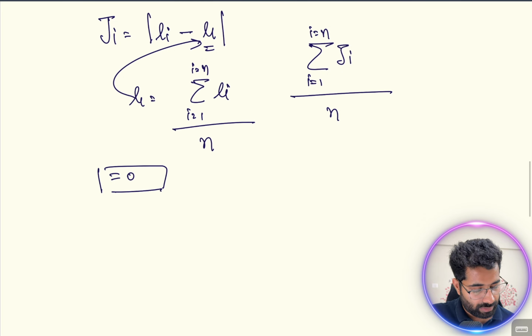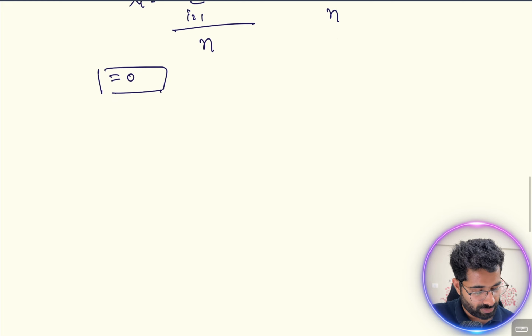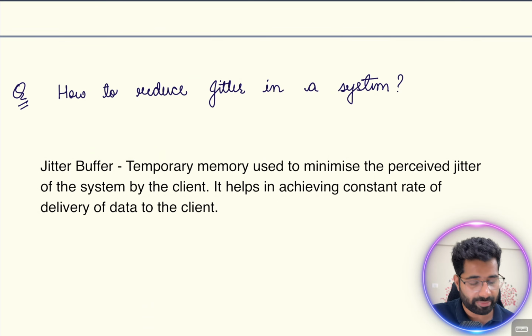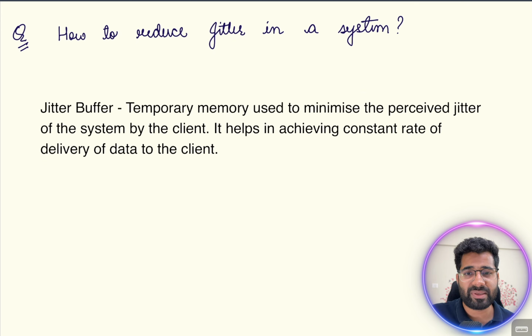Now the main thing that we have to achieve, the goal of the system, should always be to reduce the jitter in the system. So how can we do that? We can do that with the help of a jitter buffer. So what is a jitter buffer? It's basically a temporary memory that is used to minimize the perceived jitter in the system by a client.